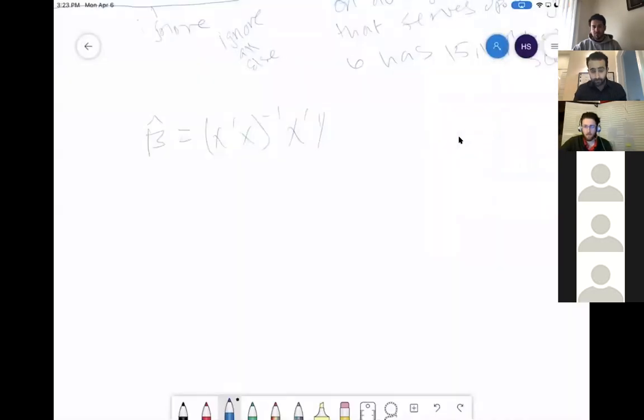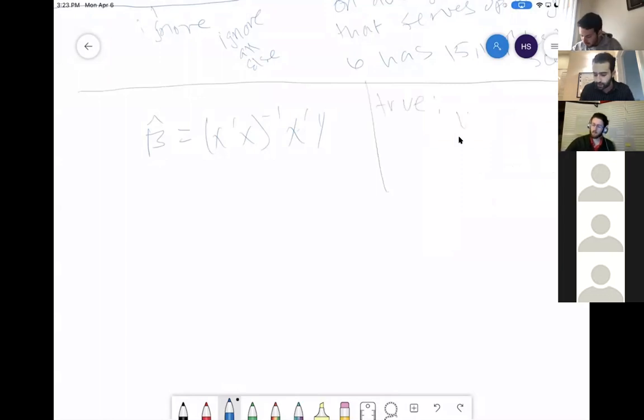Okay, so that's our optimal solution for ordinary least squares, right? We said this was the optimal solution under the condition that our true model was y equals X beta plus epsilon, right? That was the true model we specified.